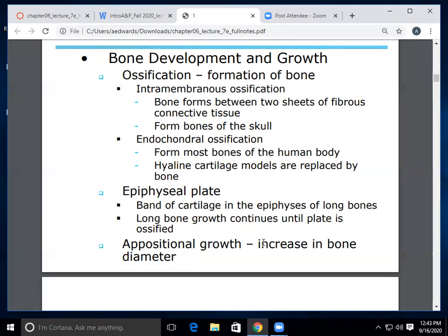All right, so the epiphyseal plate. Like for endochondral ossification, you have this band of cartilage that's in the epiphyses of your long bones. And the bone will just continue to grow longer and longer until that epiphyseal plate becomes ossified, so it becomes mature. So endochondral ossification makes the bone longer. Appositional growth makes the bone wider. So that's a big difference. Your bones can get longer, and they can also get thicker.